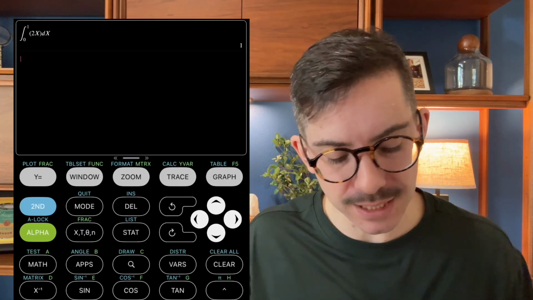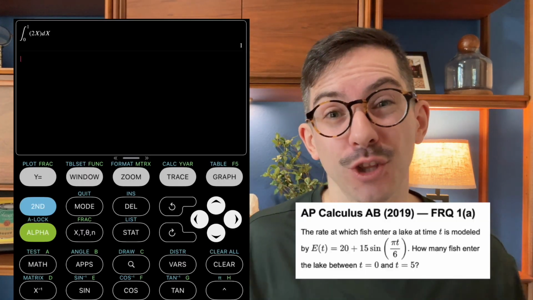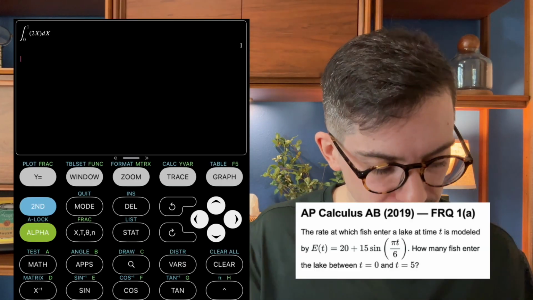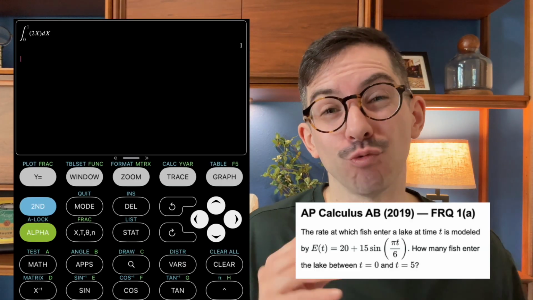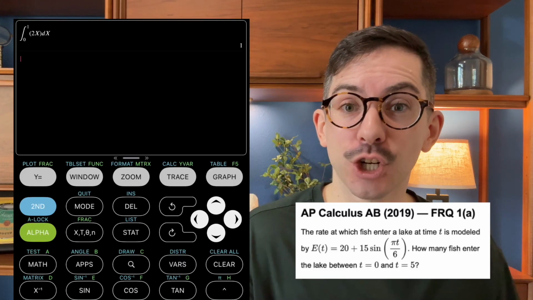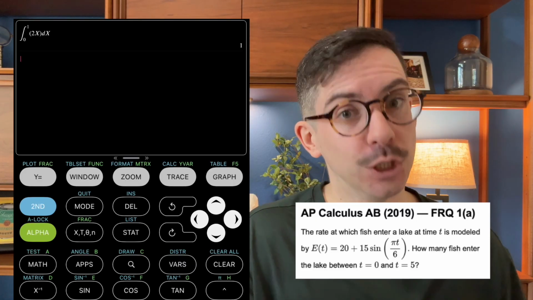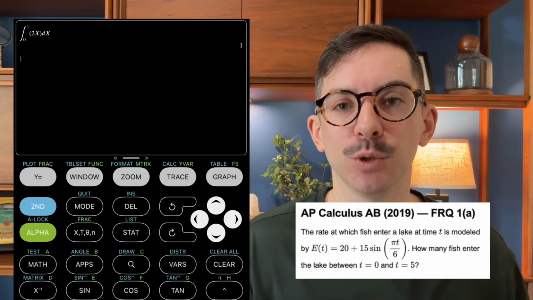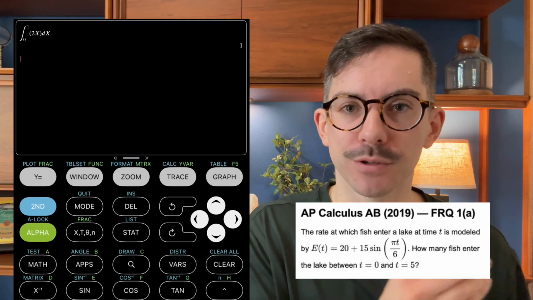So if we look at the first free response question on the 2019 AB exam, we are given a rule E of t that is modeling the rate at which fish are entering a lake. Okay, we want to know how many fish enter the lake between t equals 0 and t equals 5.